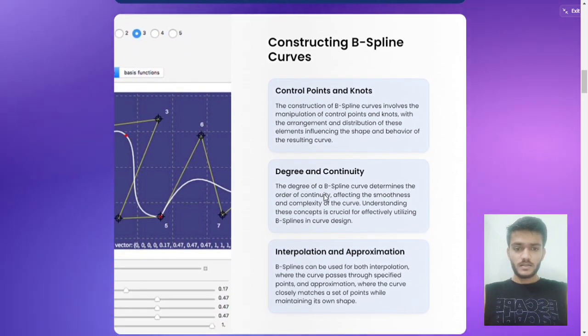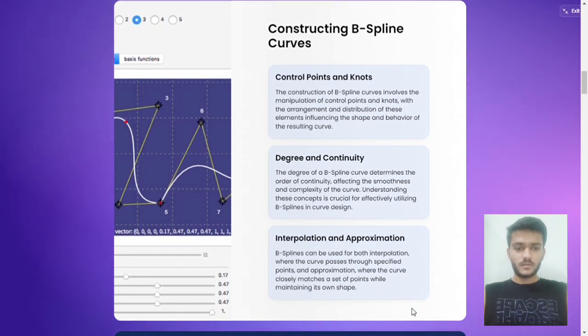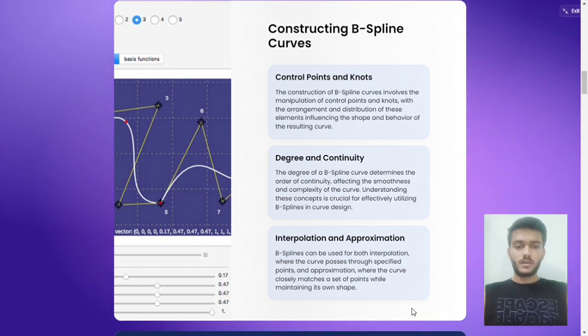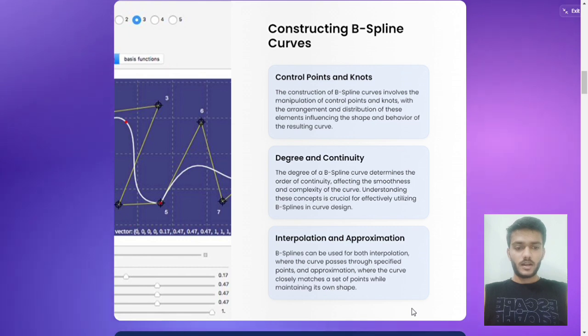Constructing B-splines: control points and knots. The construction of B-spline curves involves the manipulation of control points and knots, with the arrangement and distribution of these elements influencing the shape and behavior of the resulting curve.